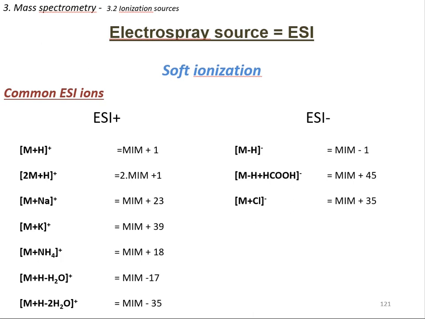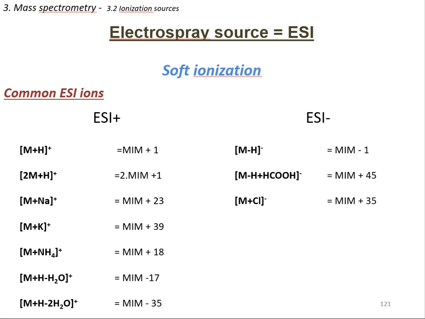So here are the most common electrospray ions, both in positive and negative mode. In positive mode, of course, M plus H plus, which is MIM, the monoisotopic mass, plus 1. Sometimes there is a dimerization. The molecule makes a dimer before being ionized, so you have 2M plus H. So it will be twice the monoisotopic mass plus the mass of a proton, 1. M plus Na, M plus K, M plus NH4, M plus H minus H2O, and sometimes the loss of 2 molecules of water, M plus H minus 2 H2O.